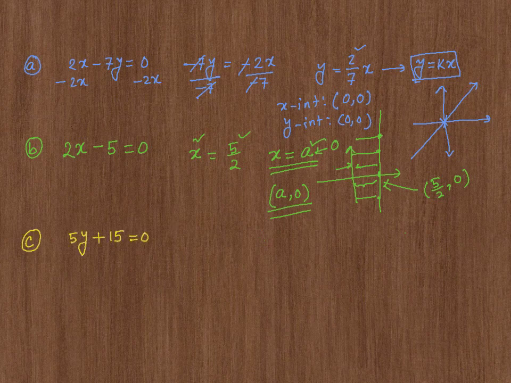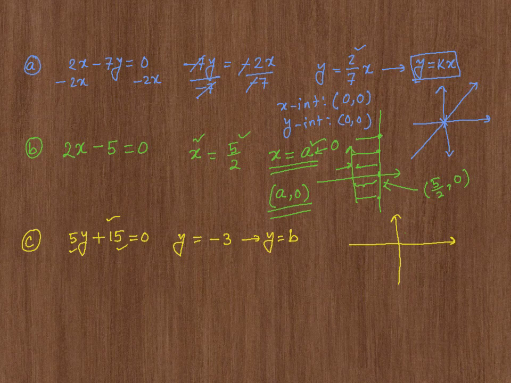The third kind of straight line I'm going to talk about is of this type: 5y plus 15 is equal to 0. If we solve for y, we get y is equal to negative 3. I subtract 15 from both sides here and divide both sides by 5. Now, this equation has the form y is equal to b, where b is some constant.